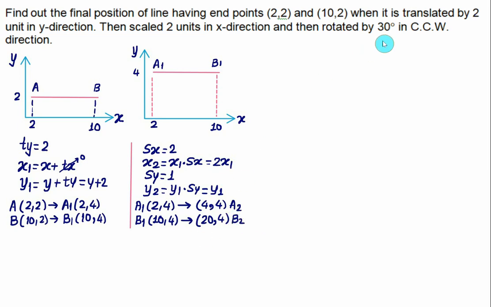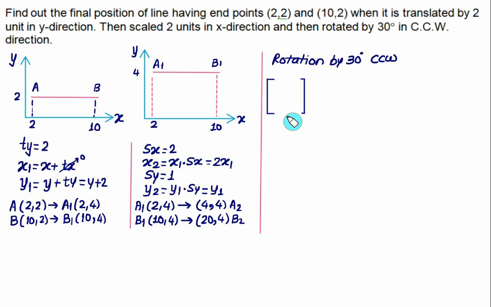After this, we have to do the rotation by 30 degrees in a counterclockwise direction. So we have xa prime, ya prime, that is the final coordinate you will get after rotation, the coordinate of A, and we have xb prime, yb prime, representing the coordinate of point B after rotation.